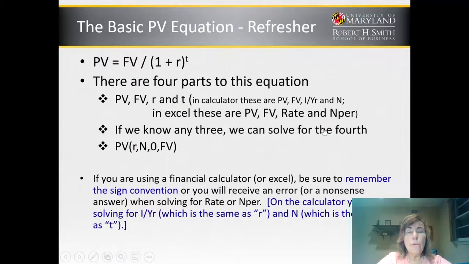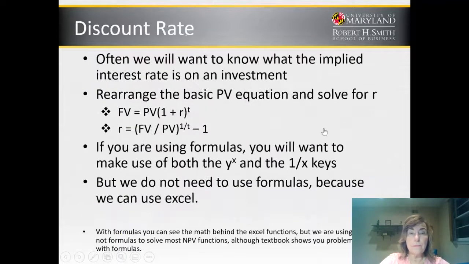Now, let's just go through a brief refresher. If we're looking at the present value of a single payment, the present value, remember, was the future value divided by 1 plus r to the t power, or the number of periods, and in our example before, it was 1. Now, we can work with a financial calculator if you want as a check for yourself, but we're going to be working everything in Excel. So there were 4 parts to this equation: present value, future value, rate, and number of periods. If we know any 3 of them, we can solve for the 4th.